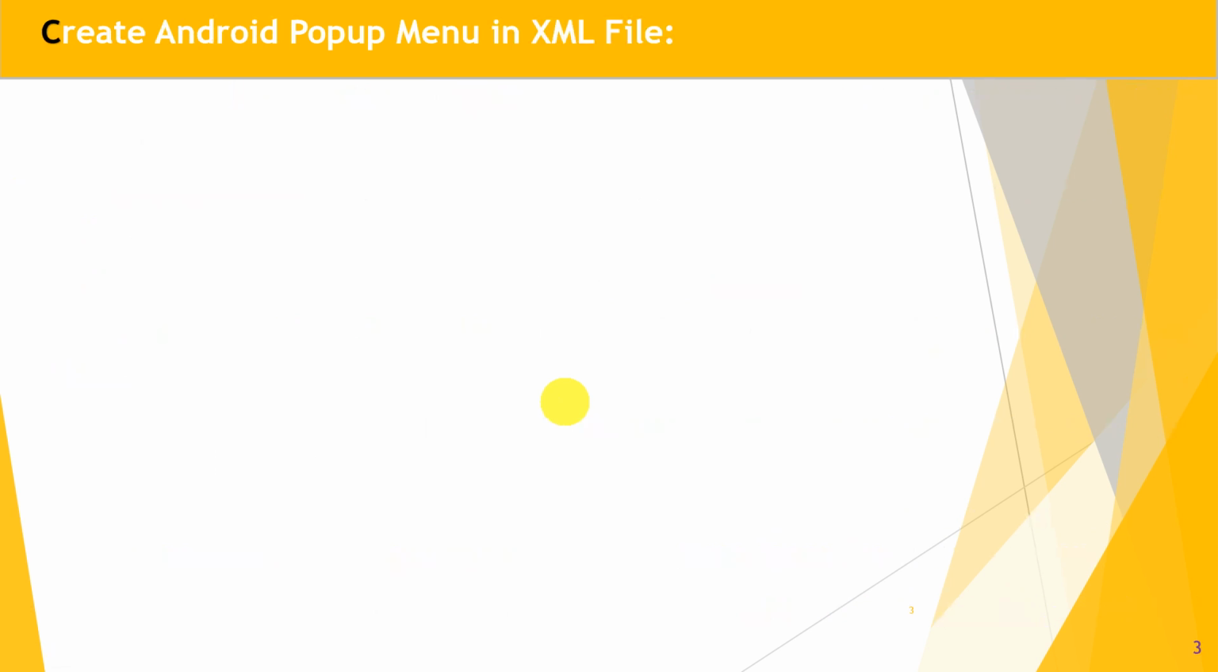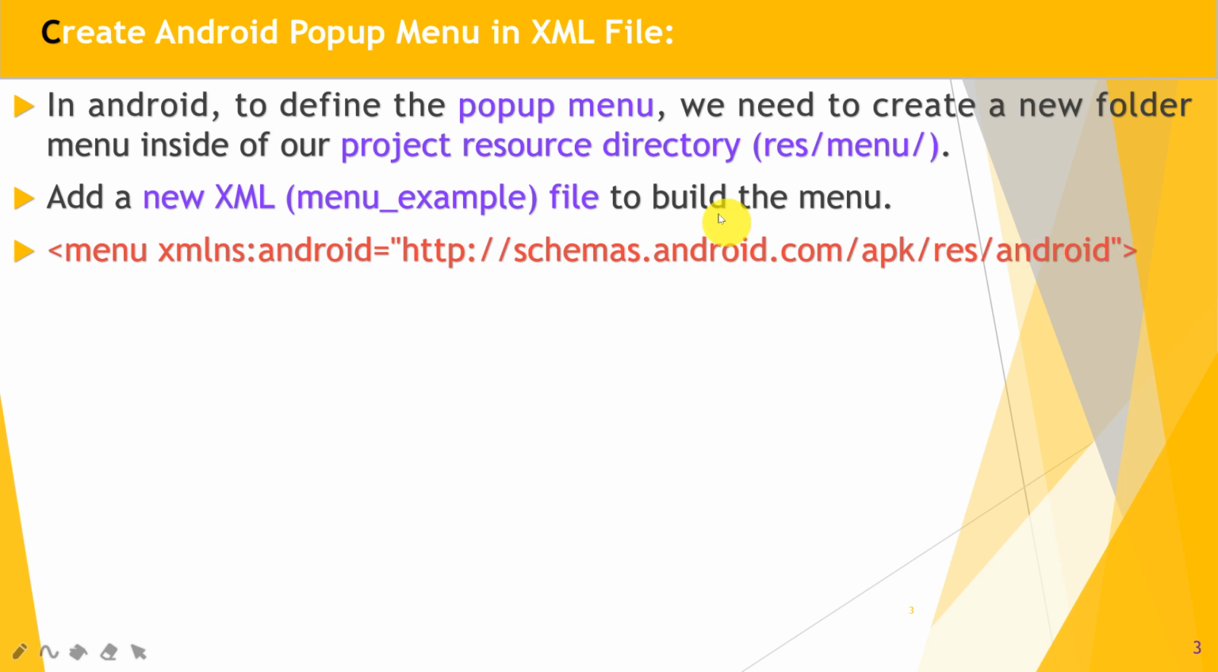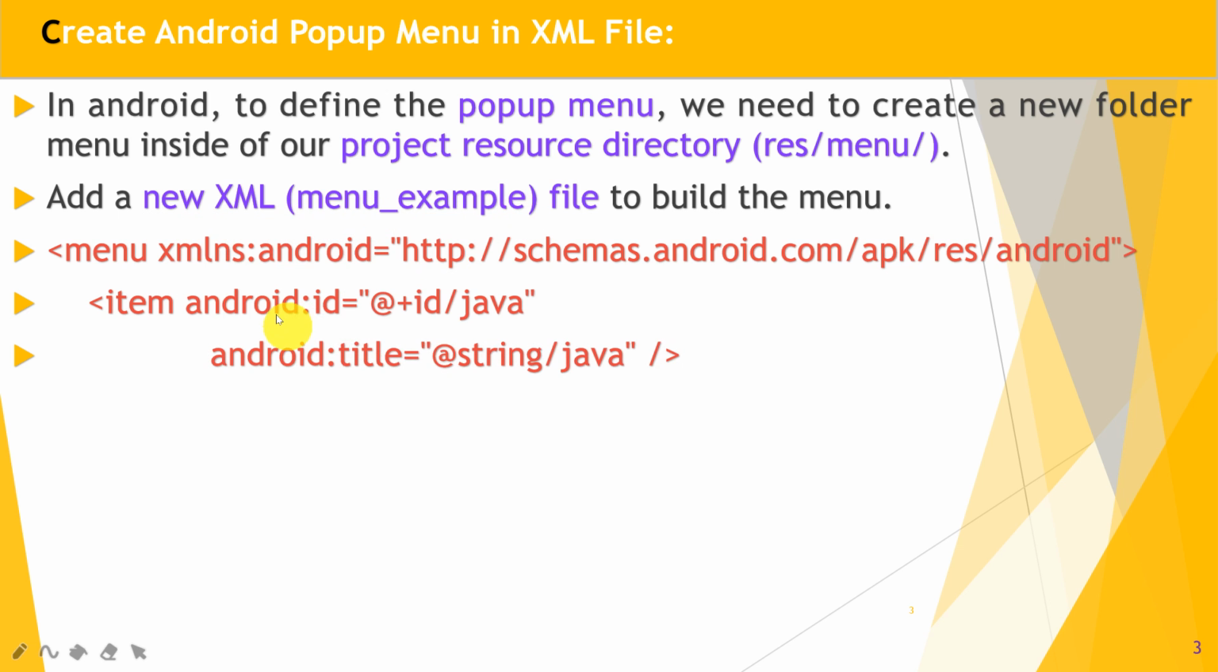Great, guys. So in Android, to define a pop-up menu, we need to create a new folder, menu, inside our project resource directory, that is the res/menu folder. Inside that we have to create a new XML file and give it a name, for example menu_example, or any name you want. Great. So inside this new XML file, menu_example.xml, we have to create our menu items.